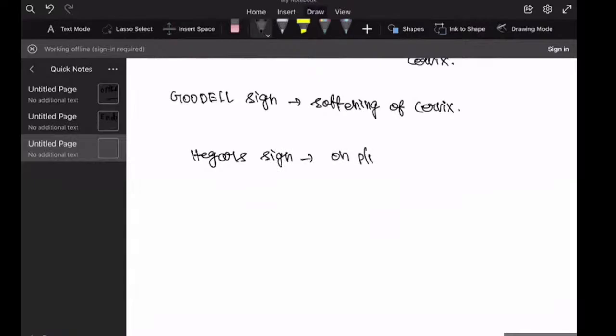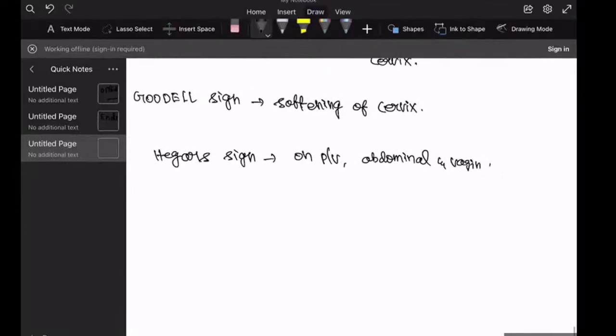Hegar sign. On per vaginum examination, the abdominal and vaginal fingers seem to oppose below the uterus.